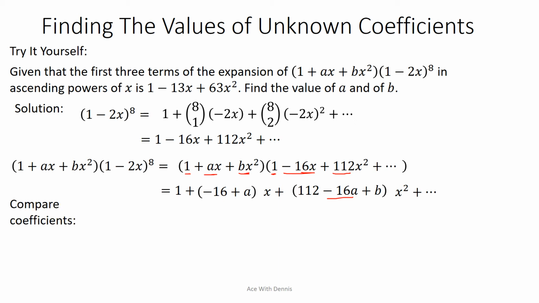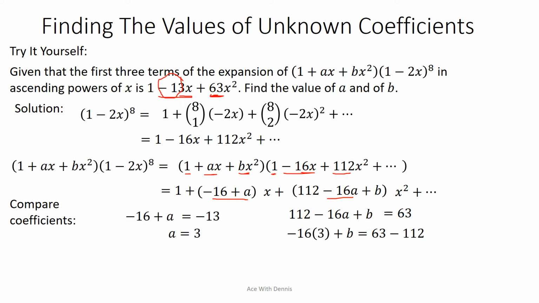Alright, now the next step is we can compare the coefficients. For the x, negative 16 plus a equals negative 13. From here, we can solve this equation, we get a equals 3. Now, the next one, 112 minus 16a plus b equals 63. We substitute a equals 3 into this equation, and move the 112 to the right hand side. Simplify, and we get b equals negative 1. Do you get the answer correctly?